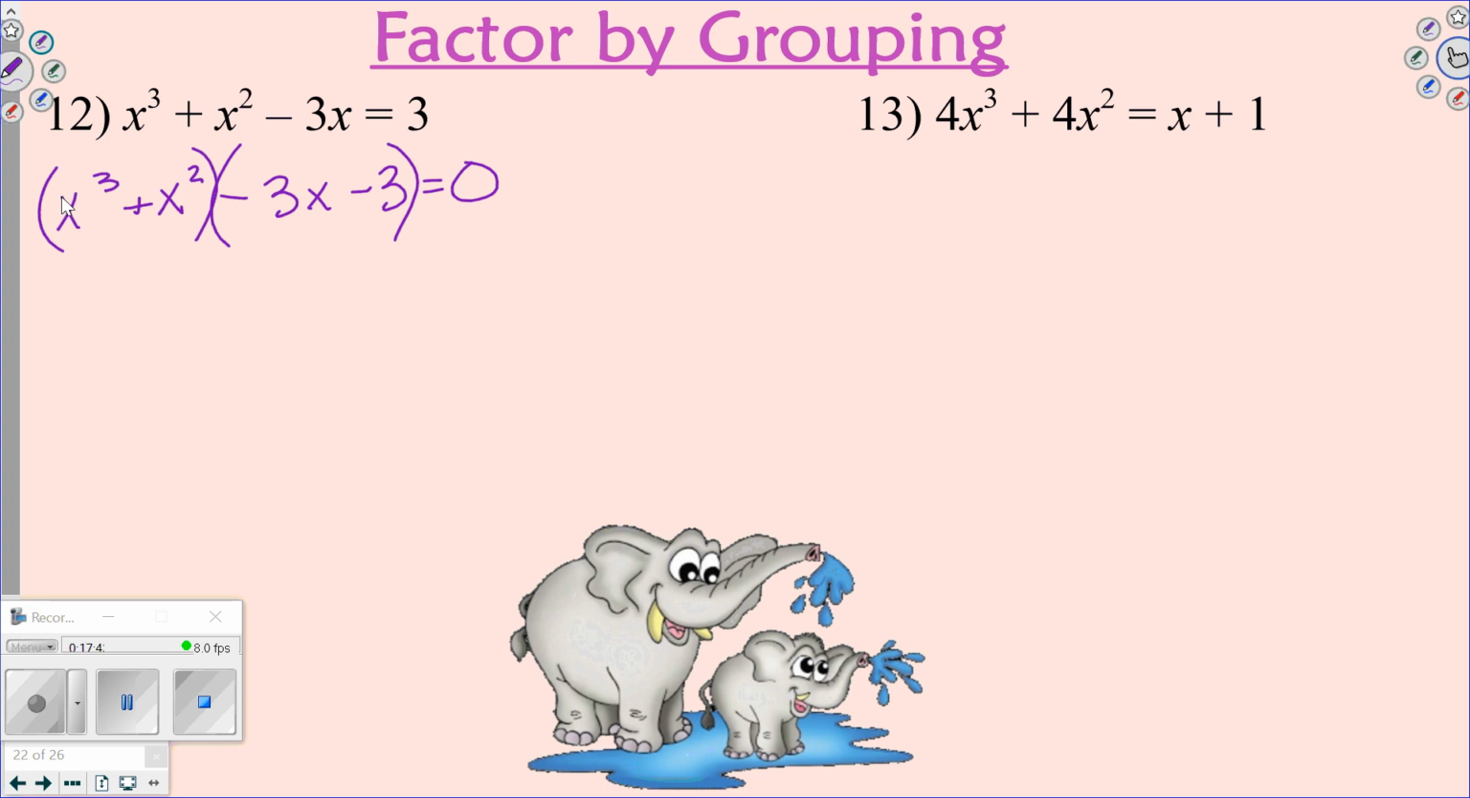GCF in the first set. What's left when I take out an x squared? Good, don't lose that 1. Some of you still have a tendency to drop that 1, because you're like, there's nothing there. There's still a 1. GCF here, negative 3. So we have x plus 1.